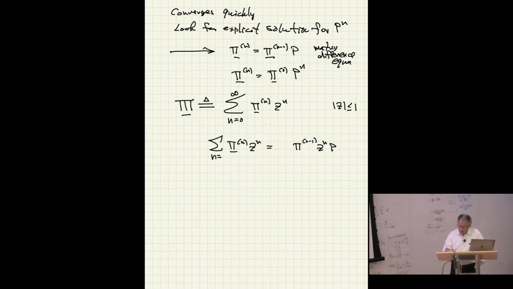Now, this equation that I've marked up here, it's a matrix difference equation, that's good for what values of n? n equals 1, 2, etc. I don't know what pi sub minus 1 is. So it's only defined for n equals 1 on. So I'm going to sum over the range from 1 to infinity, and same on this side.